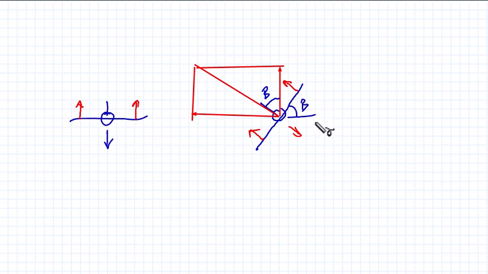Why is that true? Well, look at this angle in here. B plus that angle adds up to 90 degrees. But this angle plus this angle adds up to 90 degrees as well. Okay, so these have to be equal. So let's look at this triangle.